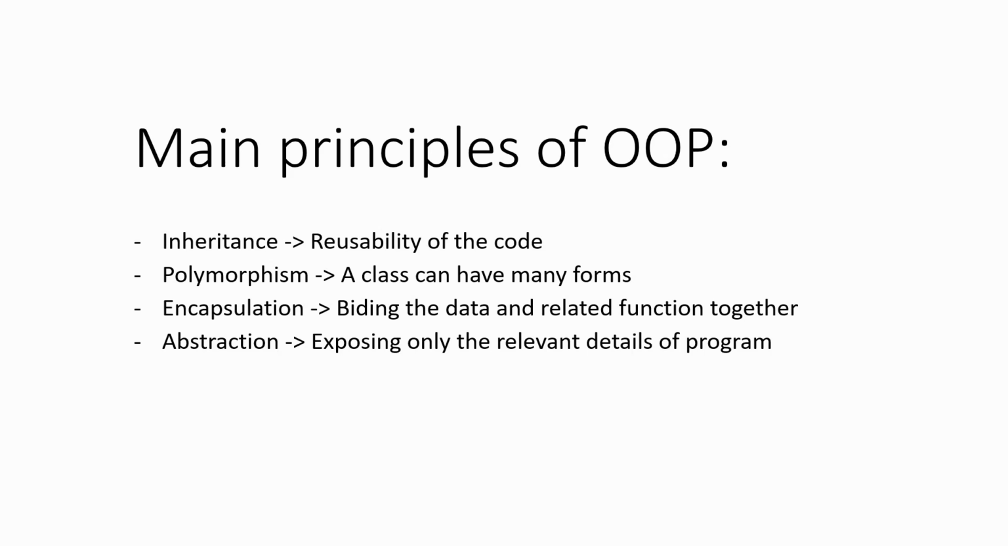Okay, let me begin with the main principles. We have inheritance, polymorphism, encapsulation, and abstraction. But what I want to talk about today is inheritance. Inheritance in OOP means reusability of the code. But what does it really mean?